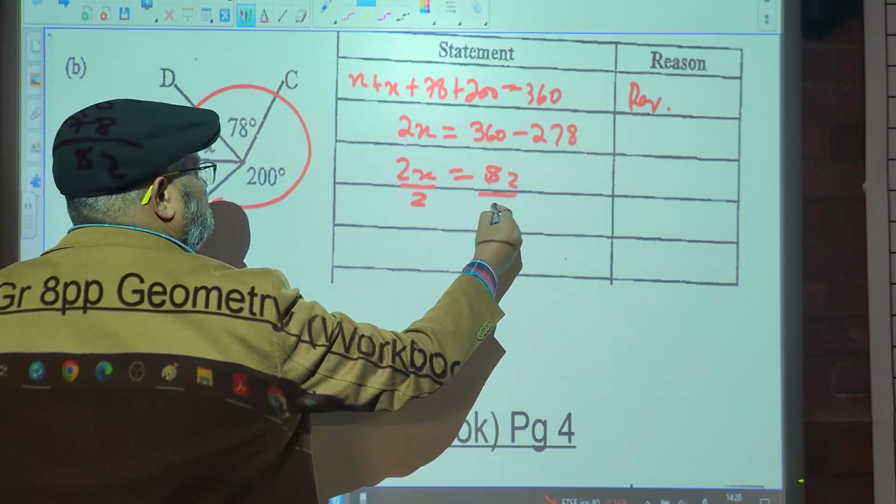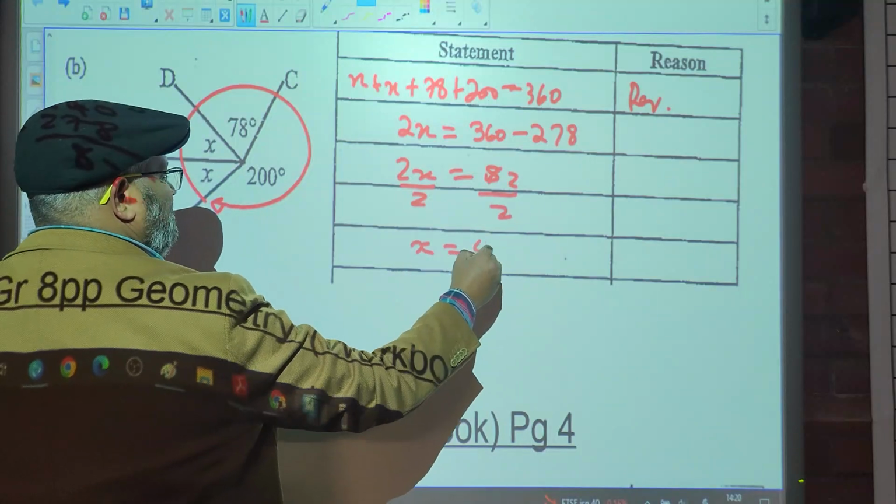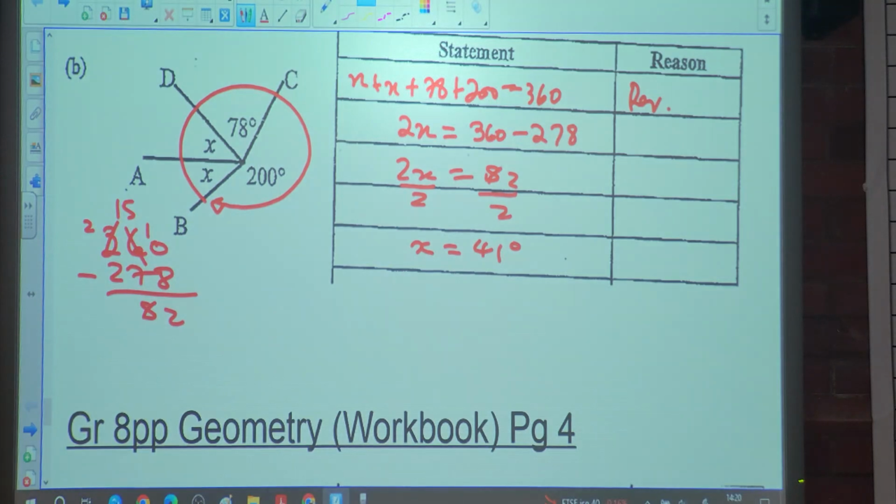Divided by 2 says Tegan. He's giving you an answer of? Who got 41? Okay.